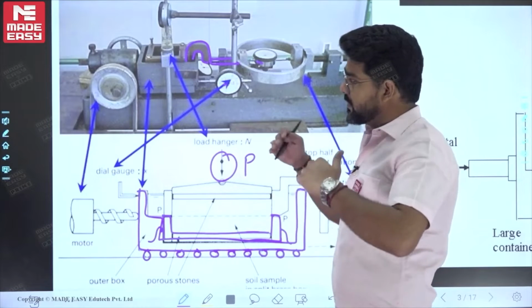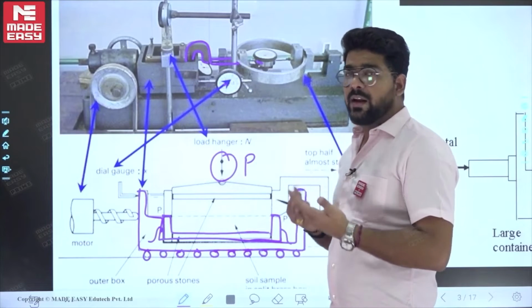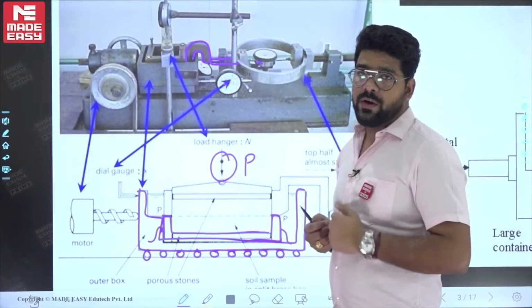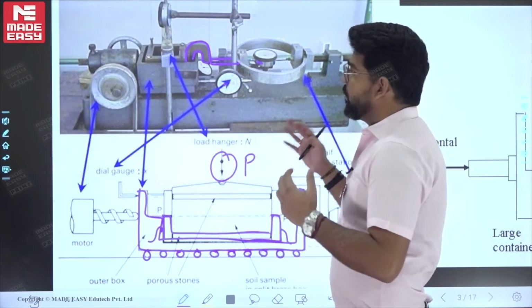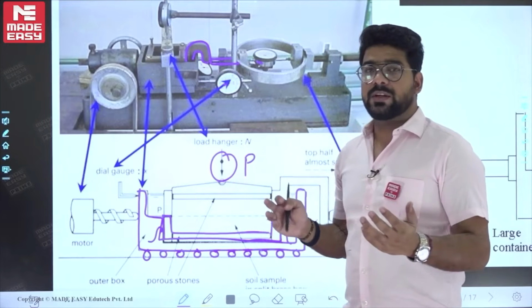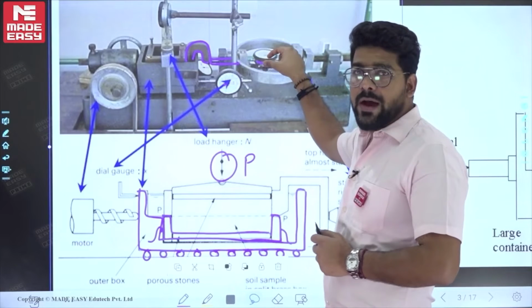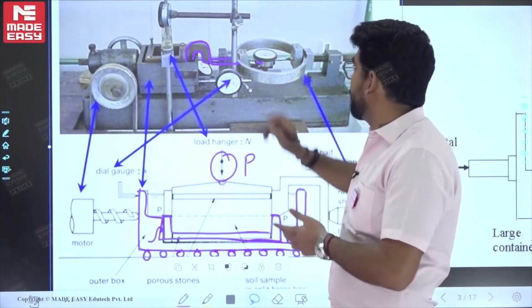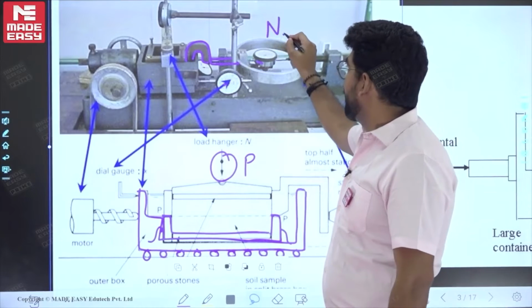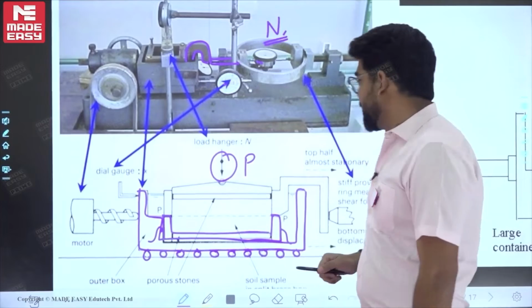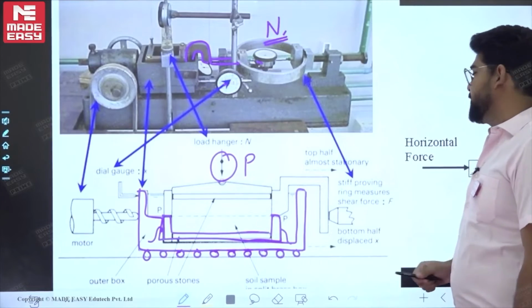So when this motor will be continuously running, then there will be one situation when the developed shear stress will be equivalent to the shear strength. And once the developed shear stress is equivalent to the shear strength, now there will be what? Failure. At the time of failure, you will see some kickback on this dial gauge reading. So from here, we will note the proving dial gauge reading, that is what? N. Now, point to be noted, once that kickback is there, the soil specimen will fail.